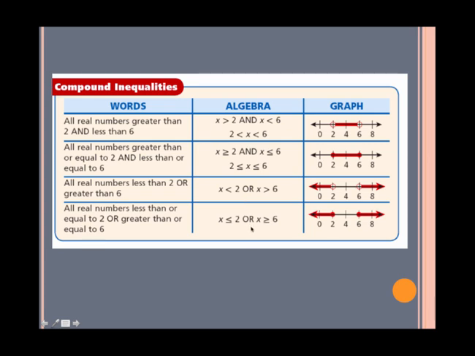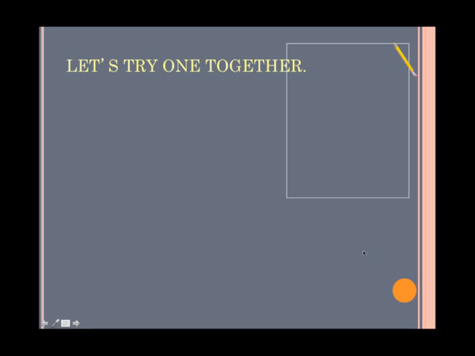And then with the last one, the only difference here is that we have less than or equal to and greater than or equal to, so our circles are filled in. All right, so let's actually go ahead and see if we can solve one. We have 4 is less than or equal to x plus 2, which is less than 8.